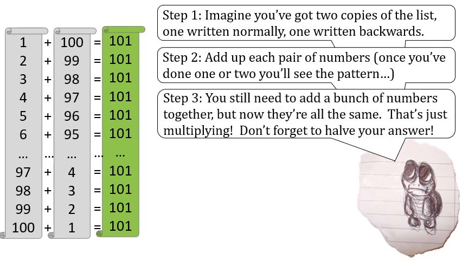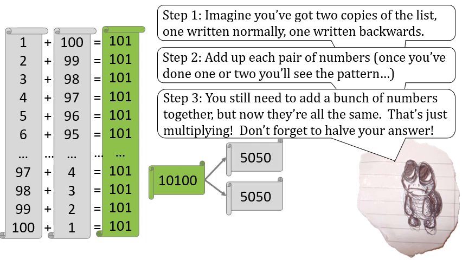Now, here's the clever bit. There are 100 numbers in that list, and they're all the same number. We don't have to add, we just need to multiply. So 101 is the size of each term, and there are 100 terms, so we have a total of 10,100. All you have to do at the end is remember that what you've done so far is found the total of 2 identical lists. If you want the total for just one list, you halve your answer. Elegant, isn't it?